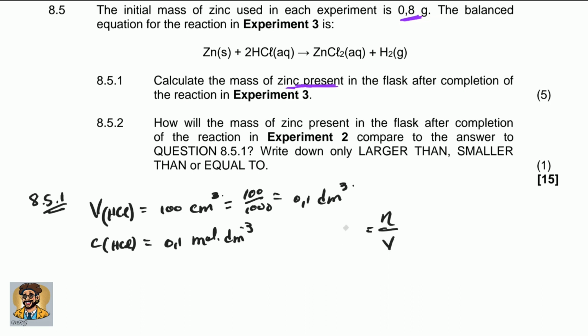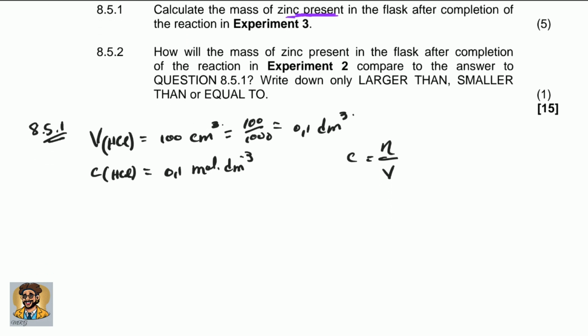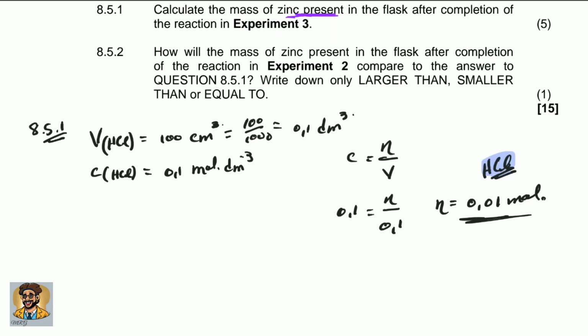This equation is going to be given to you in the exam, so don't memorize it if you think you're going to forget. Now 0.1 is equal to the number of moles we're looking for divided by the volume, which is 0.1. So the number of moles is equal to 0.01 mole. This calculation we've done here is for the hydrochloric acid. That is the amount of hydrochloric acid that was used.